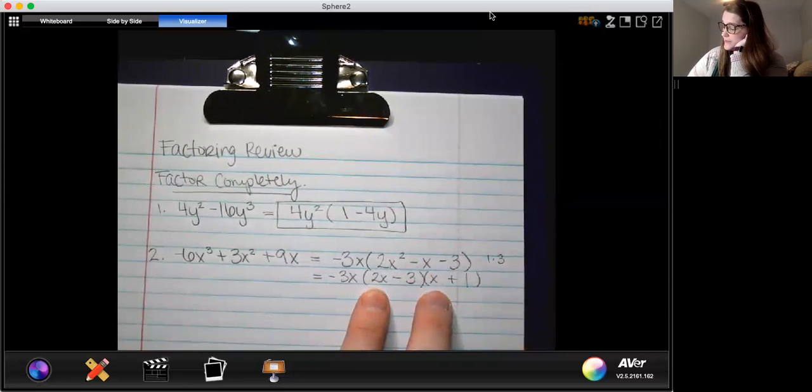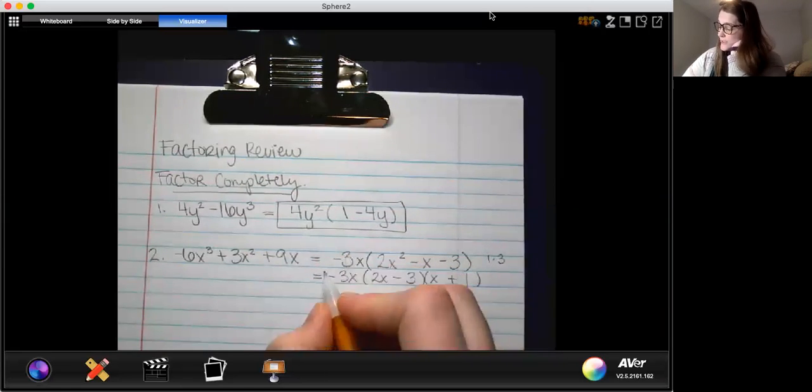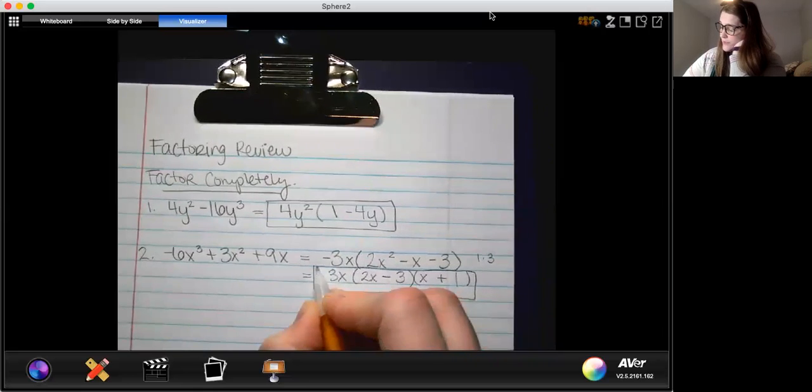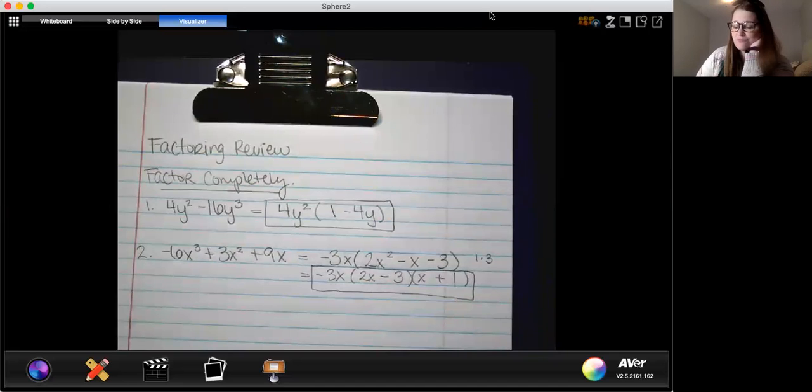2x times x, 2x squared. 2x times 1 is 2x. Negative 3 times x is negative 3x. Negative 3x plus 2x is negative x. And negative 3 times positive 1 is negative 3. So it works. I confirmed it by practicing it in my head. Now, if you need to write that out, that's totally fine. But you can also just multiply in your head. All right, let's try the next one.